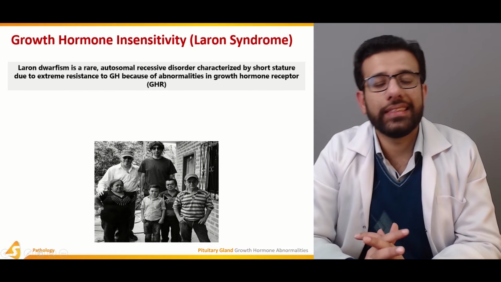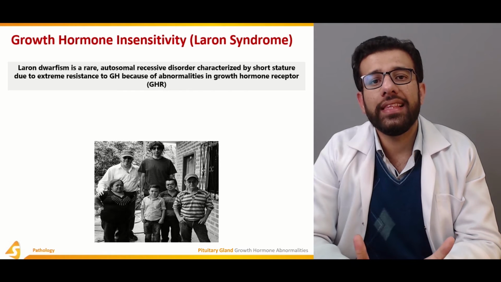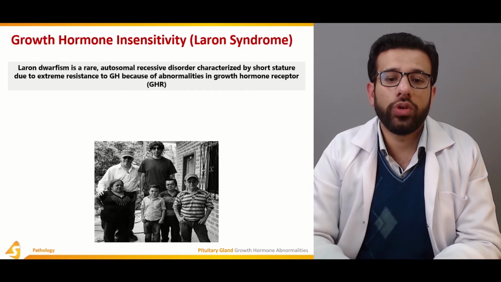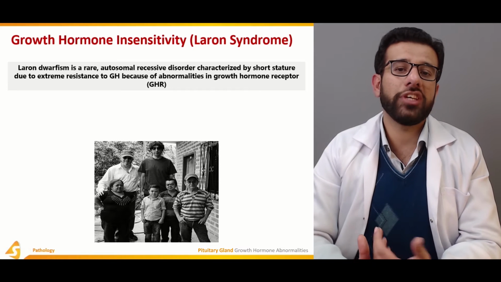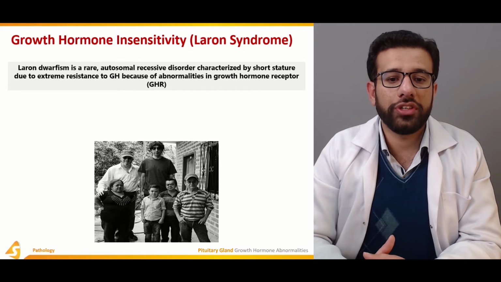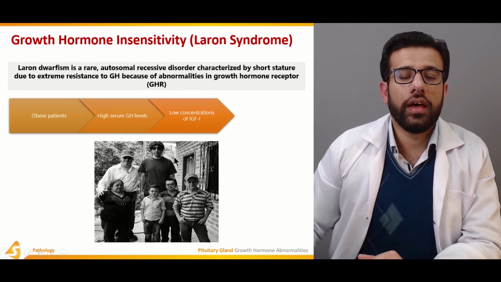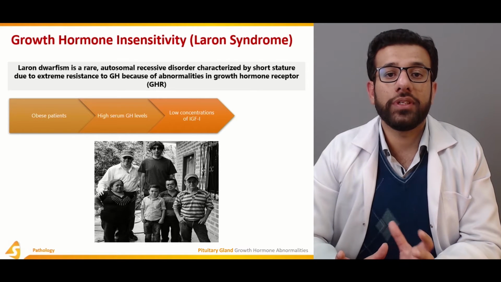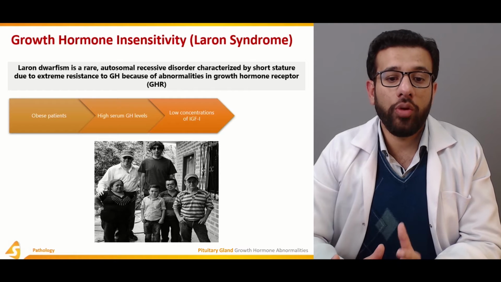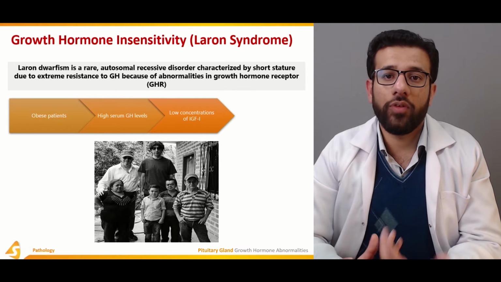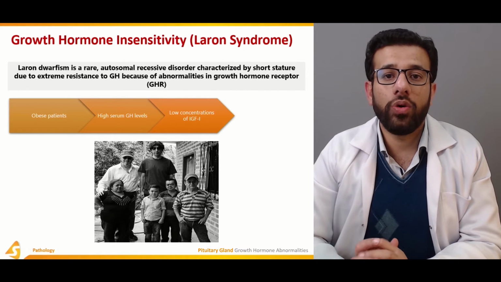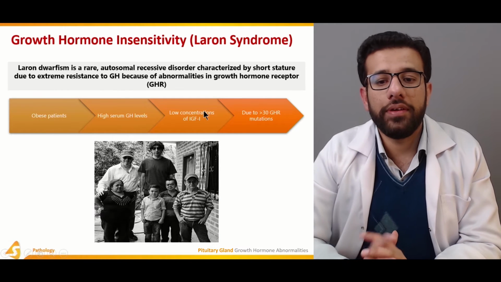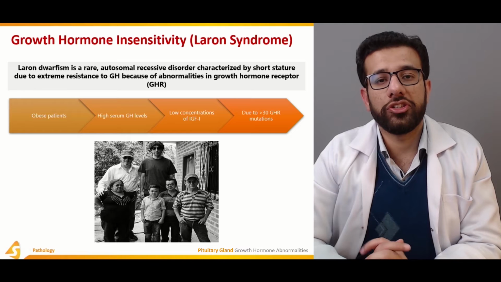Next is growth hormone insensitivity or Laron syndrome. In this, basically these receptors are defective. There is a down regulation of the growth hormone receptors, and the patient presents with short stature. Most commonly, in this type of picture the patient can be obese, with a high level of serum growth hormone, or a low concentration of insulin-like growth factor 1 due to the growth hormone receptor GHR mutation.